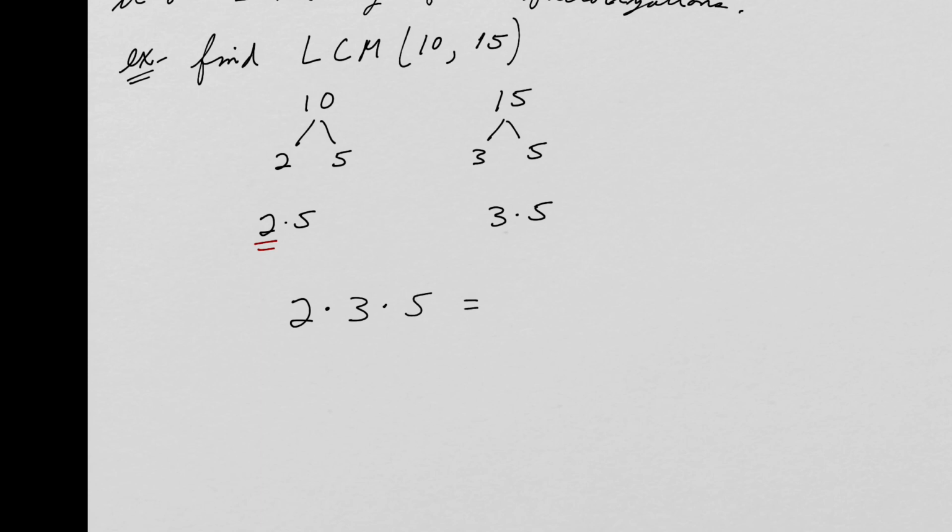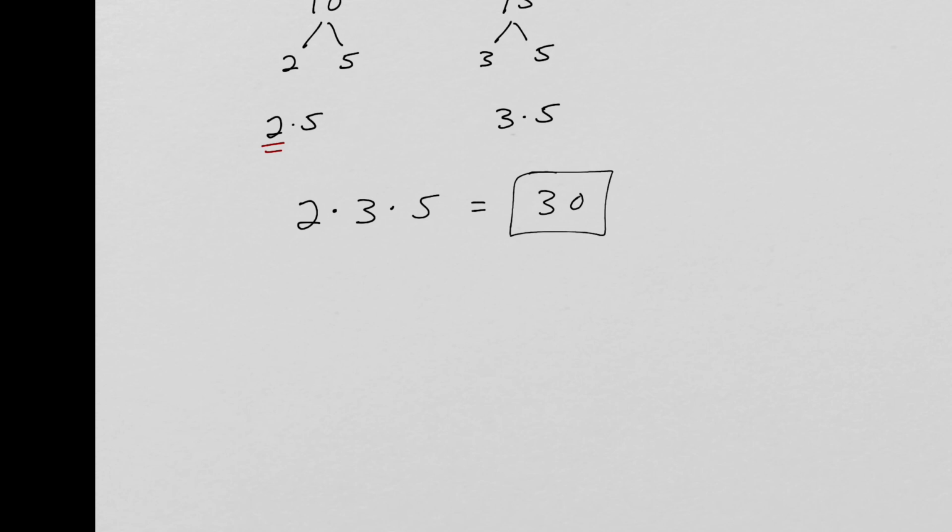So now if I multiply these out, I find the product. 2 times 3 is 6, times 5 is 30. Remember, that's exactly what we got when we listed out all the multiples. So we're just going to get 30 in this case. Okay, here's another example. I'll do a few of these.